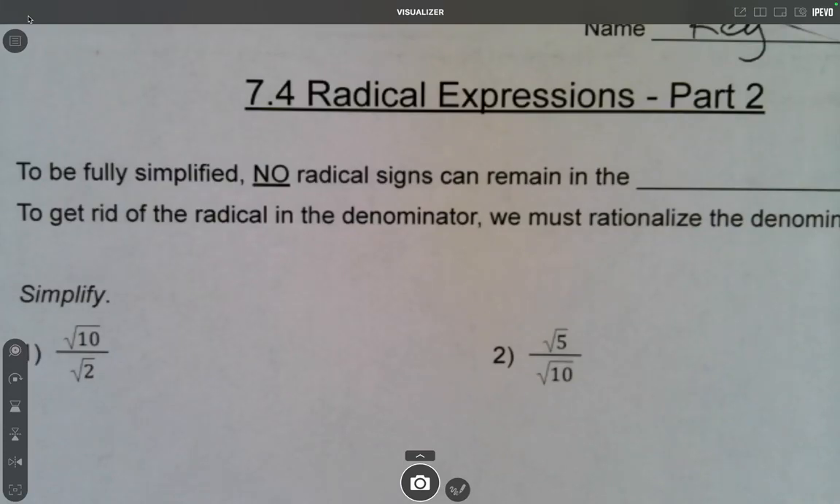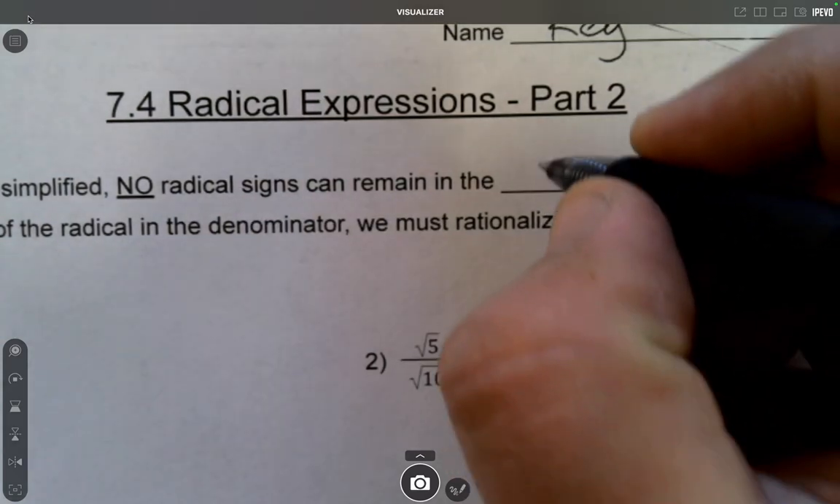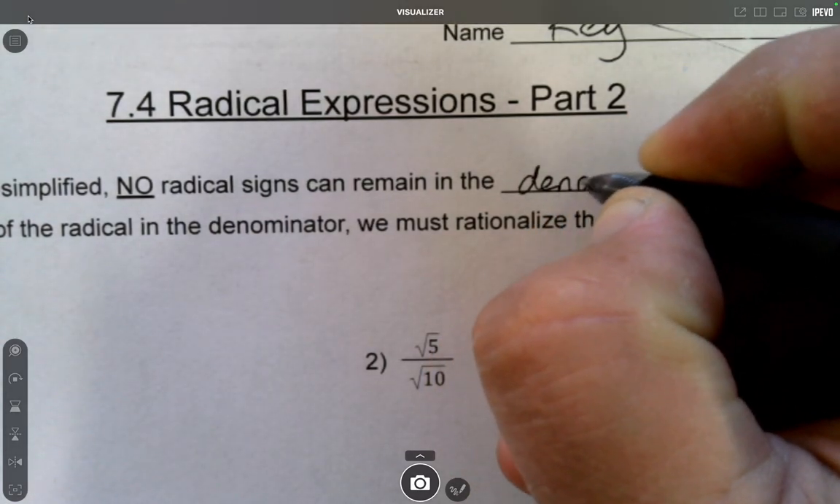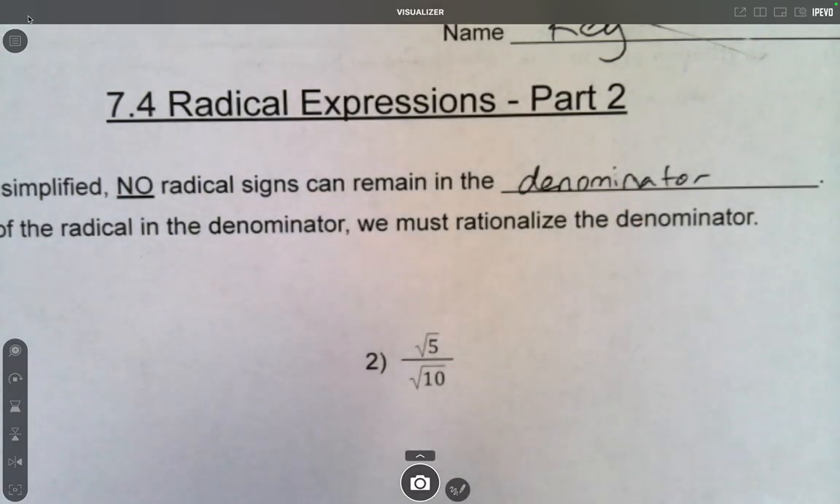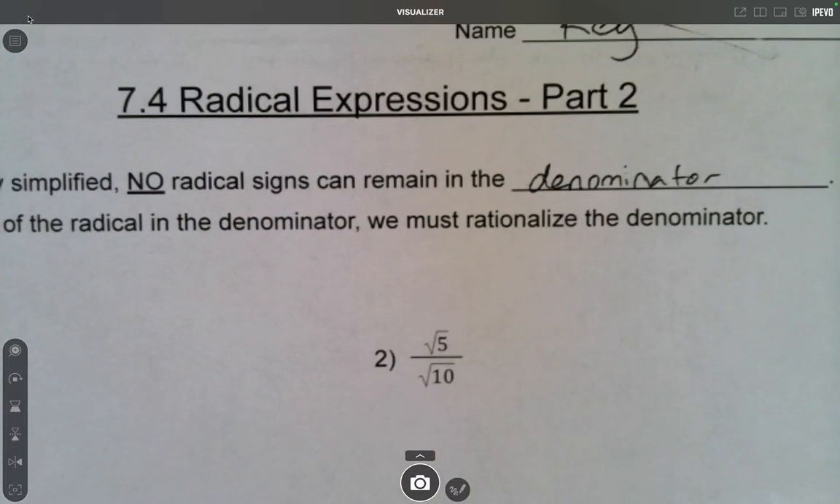We continue with radical expressions, and we talked about simplifying some in the previous lesson. We're going to talk about a new element of it in this one. To be fully simplified, no radical sign can remain in the denominator. It's fine to have a radical sign, square root, cube root, whatever, in the numerator on top, or by itself if it's not a fraction, but it cannot be in the bottom of the fraction. It cannot be in the denominator.